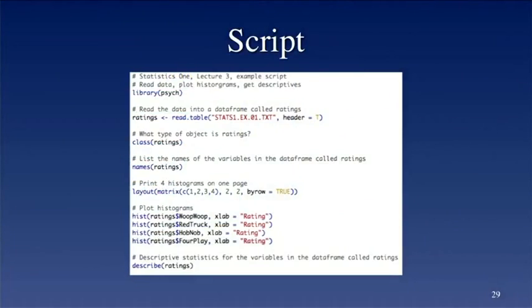The next thing we do is we read the data into a data frame called ratings. That's this line of code here. Ratings is read table stats1.example1.txt header equals true. If we want to know what type of object are these ratings, then we look at class ratings. We list the variable names, names ratings. And we want to print all 4 histograms on one page. We use the layout function. Then we plot all histograms using the histograms function. Finally, to get the descriptives, we use the describe function.